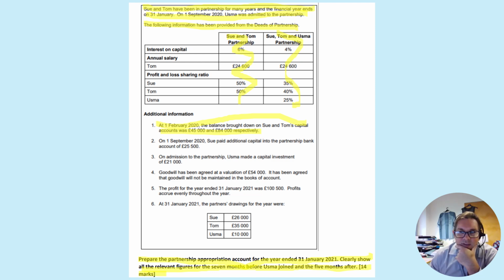So for the remaining 5, you're going to have to look at what the capital balances are and how they've changed with Uzma joining as a partner. Now, one way they've changed, Sue was paid an additional £25,500 worth of capital. Realistically, what you have to do is create capital T accounts with the opening balances from point 1, and then you need to adjust them so you can calculate interest on capital for the second part of the year. The second part of the year is where most of the marks are for interest on capital.